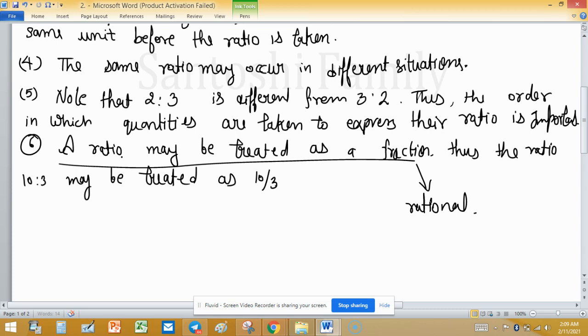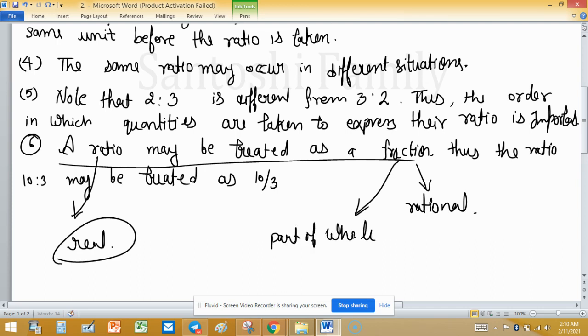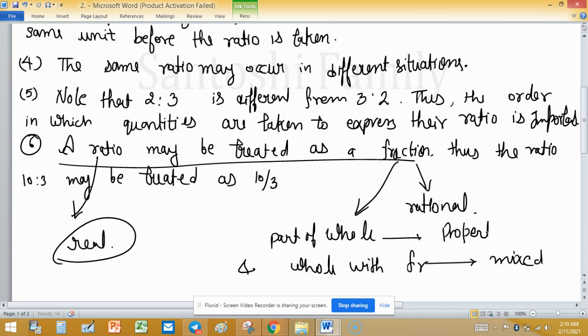Why not rational? Because we take ratio of things which exist in real life, and a fraction is part of a whole, or a whole together with a fractional part. That is known as a mixed fraction, and this is a proper fraction, part of a whole.